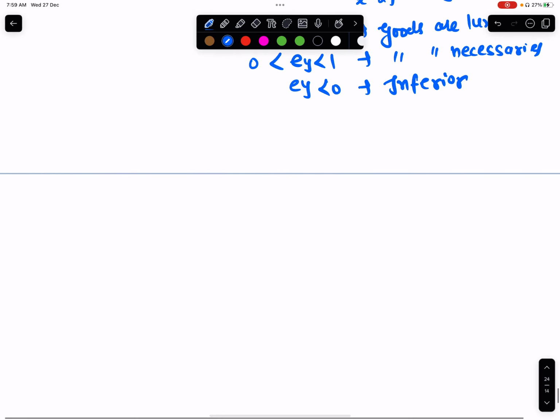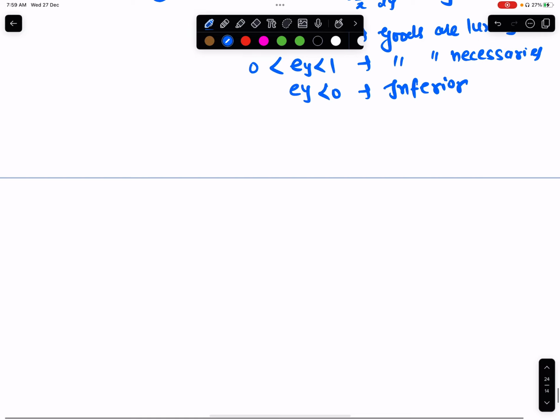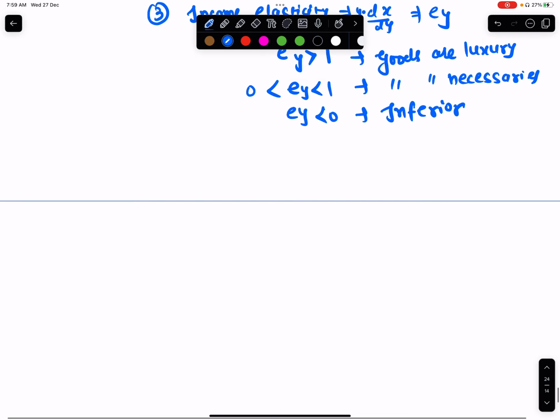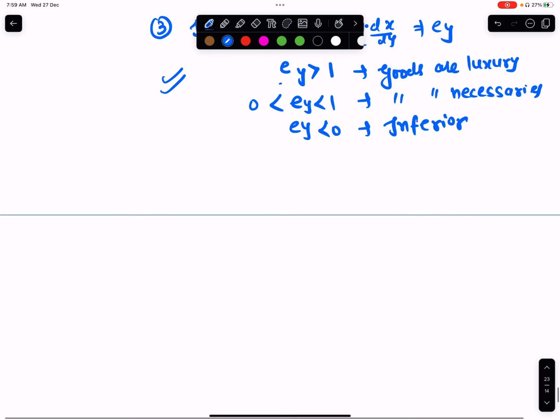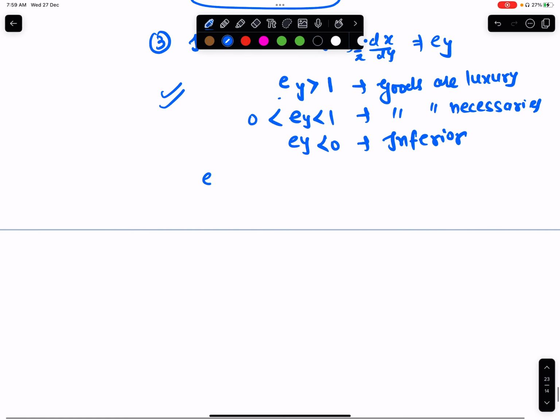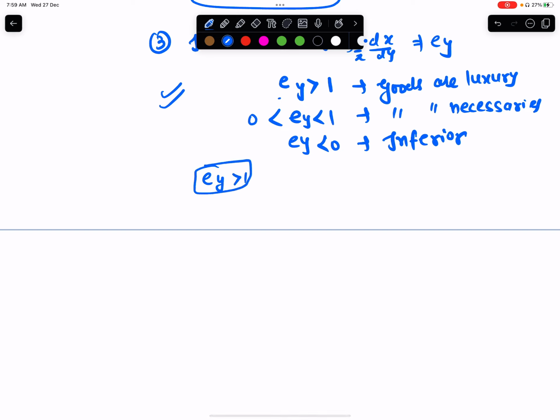Just remember these questions. If it is asked that the goods are luxury, then find the income elasticity. Just put the formula of income elasticity and set it as Ey greater than 0. So we will get the value as something like greater than 0.